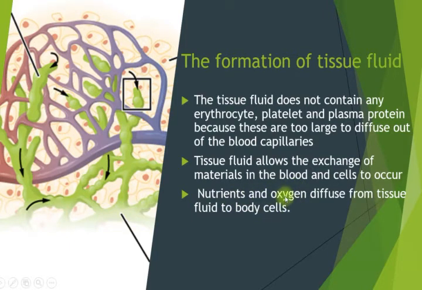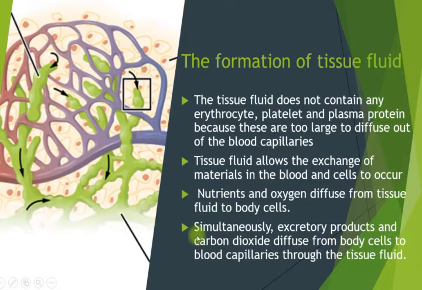Yeah, oxygen also diffuses from the tissue fluid to the body cells. Okay, simultaneously, excretory products and carbon dioxide diffuse from the body cells to the blood capillary through the tissue fluid. So at the same time, the carbon dioxide, the waste product from the body cell, will diffuse out from the body cell into the tissue fluid. So the exchange of the materials occurs in the intercellular space, within the tissue fluid.